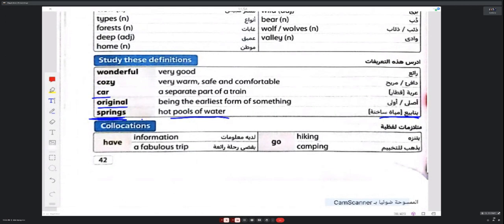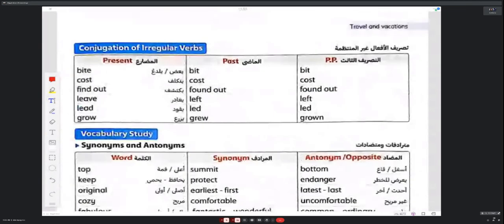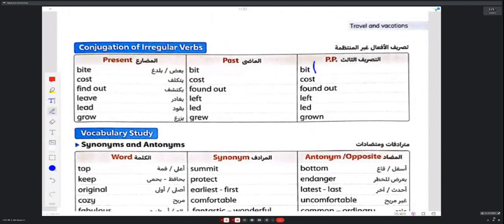Have information, have a fabulous trip, go hiking, go camping. Go plus active verbs plus ing: go cycling, go hiking, go swimming, go running, go camping. Bite, bitten, not bit. Cost. Find out, found. Leave, left. Lead, led. The preposition comes after lead, to. This preposition is followed by an ing form or a noun. Grow, grew, grown. Lamar.